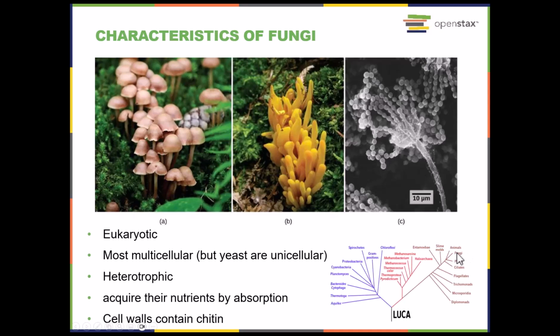And then another difference here is that they have cell walls, and so we're going to see plants have cell walls too, but their cell walls are made up of chitin. So it's not the peptidoglycan that we saw in bacterial cell walls. It's not the type of compound that we see in plant cell walls. That's going to be cellulose. It's a different compound. It's called chitin. Chitin is the same thing that an insect skeleton is made of.